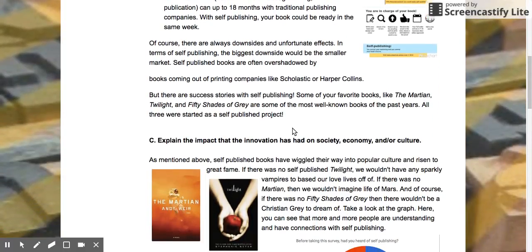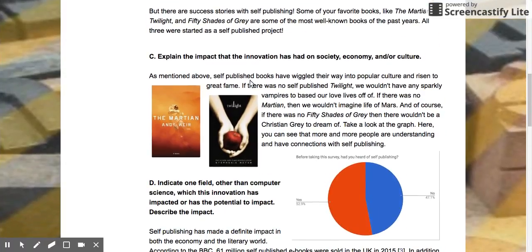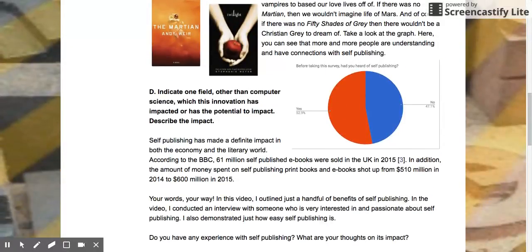Again, unfortunate effects. One of the biggest unfortunate effects of self-publishing is the exposure. So your book doesn't necessarily get the same exposure as it would if it were published through Scholastic, HarperCollins, Penguin, anything like that. But of course, there are success stories, so recognize these 2 right here. The Martian, Twilight, 50 Shades of Grey, just to name a few books that started off as self-publishing projects and rose on to become huge cultural icons in our culture today. They have definitely woven their way into popular culture.